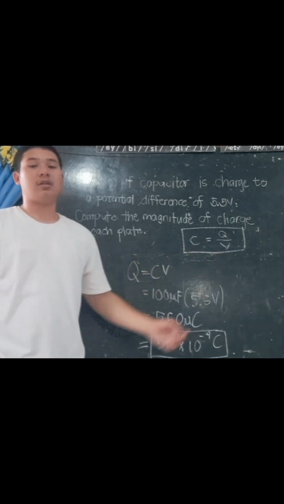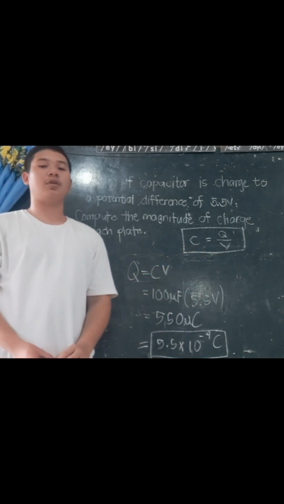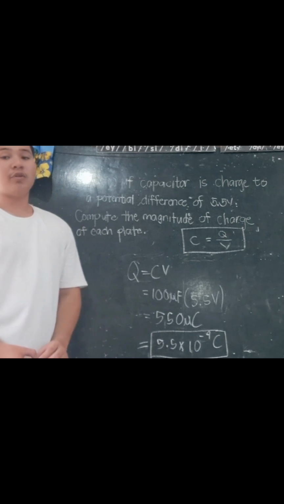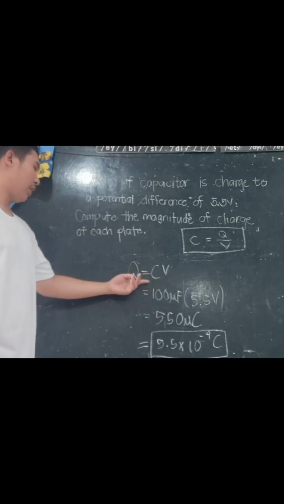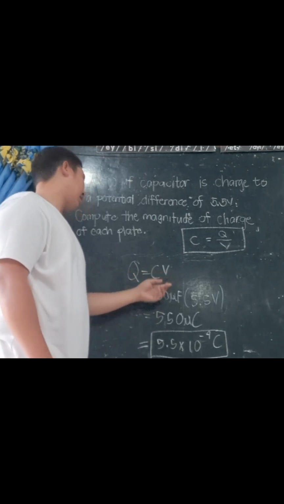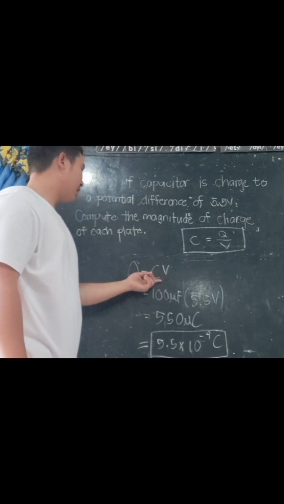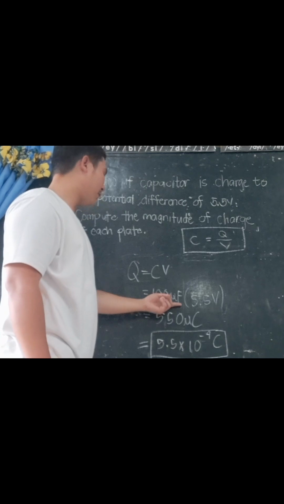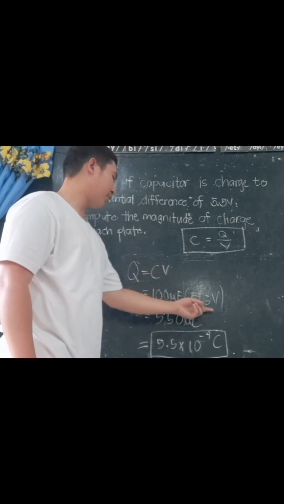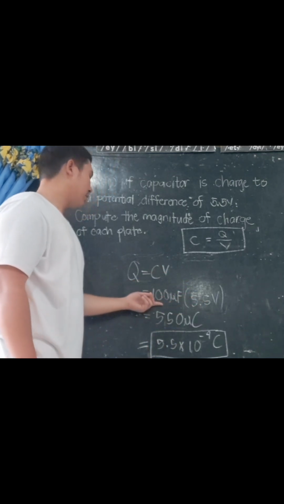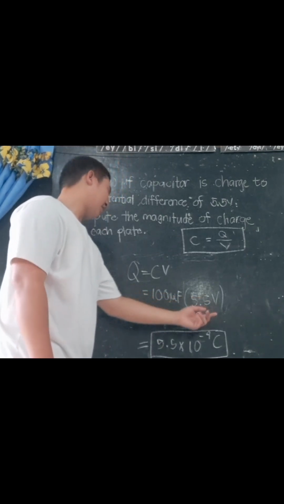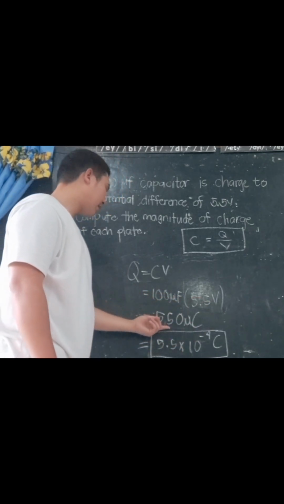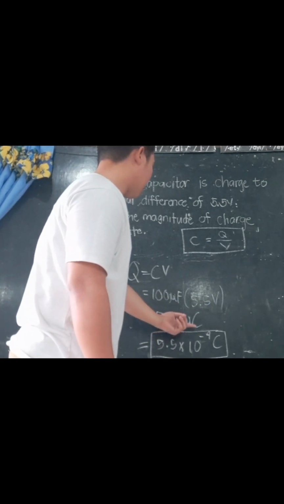This equation can also be arranged to give the more familiar formula for the quantity of charge on the plate as Q equals CV, where the value of C is 100 microfarads and the value of V is 5.5. 100 microfarads times 5.5 volts is equal to 550 microcoulombs.